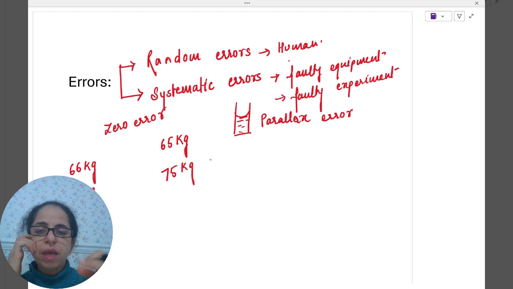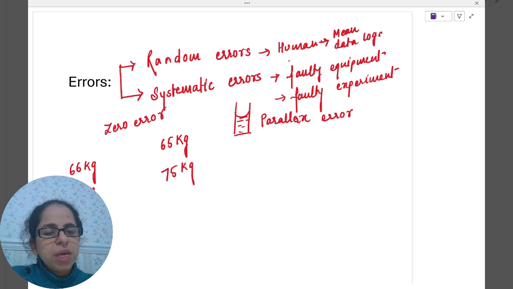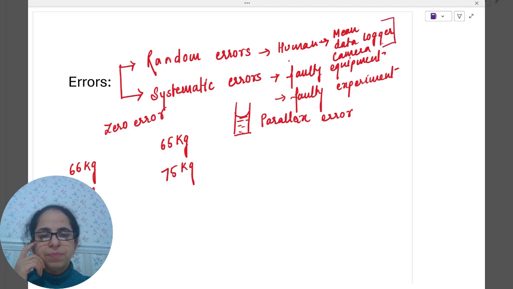But with random errors, whatever errors you make will be different every time you take a reading. That's why you reduce them by taking a mean. You can also use a data logger to record readings, which reduces the chances of making errors. Or whenever you're making recordings in an experiment that is continuously going on, you record using a camera. These are all methods to reduce random errors.